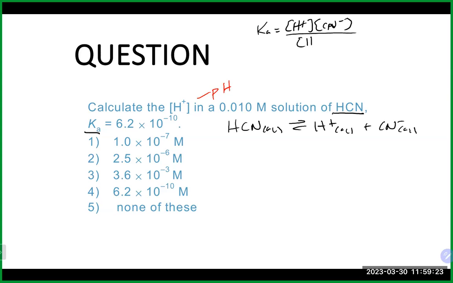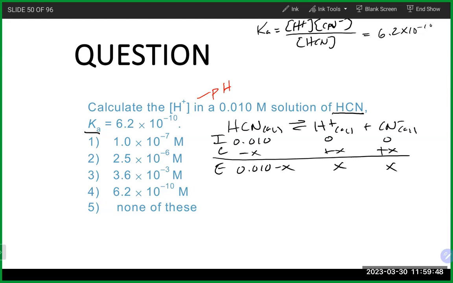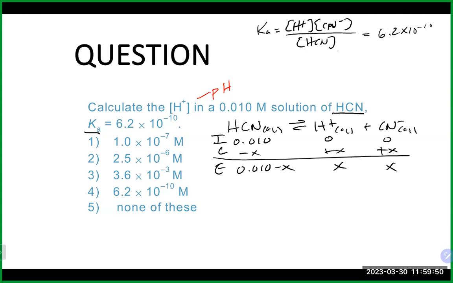Divided by our HCN, and that's going to equal 6.2 times 10 to the minus 10. We're going to initially start here with 0.0100. Change minus X plus X plus X means at equilibrium 0.01 minus X, X, and X. So like normal here, we're going to put this into our expression. And if we do that there, that's going to give us X squared divided by 0.01 minus X equals 6.2 times 10 to the minus 10.